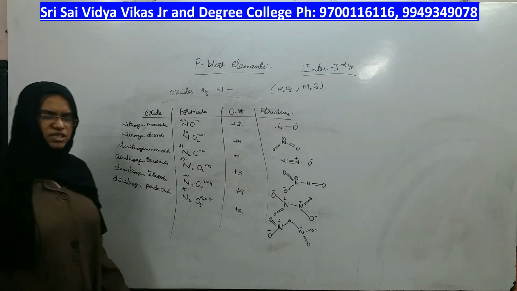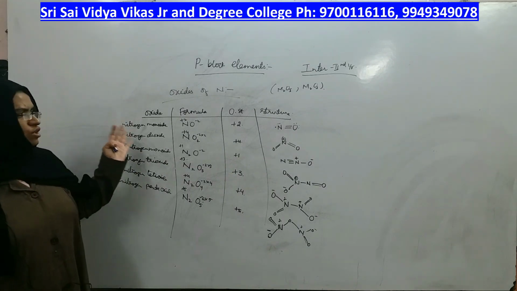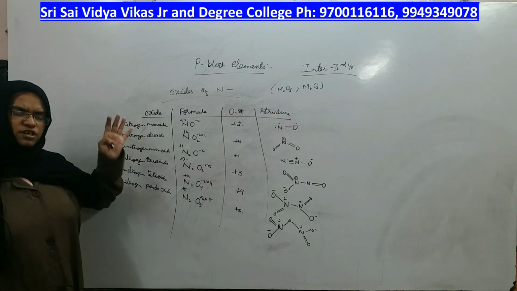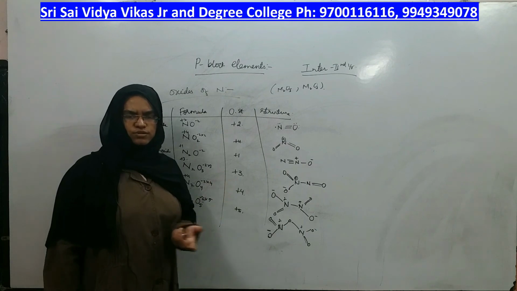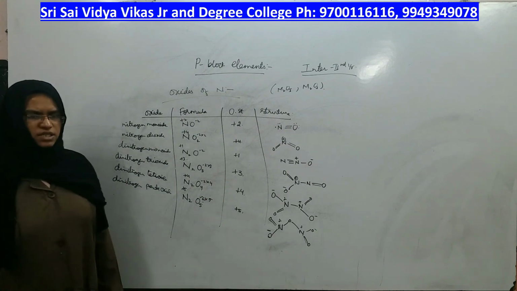Now in the next class we will go for compounds of phosphorus, in which oxoacids of phosphorus, phosphine, allotropes of phosphorus, all that we will see. Okay, thank you.